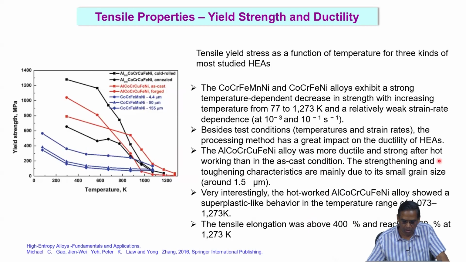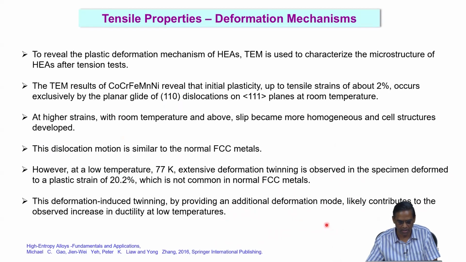See, this aluminum, cobalt, chromium, copper, iron, nickel alloy was more ductile and strong after hot working than the as cast condition. The strengthening and toughening characteristics are mainly due to small grain size. Interestingly, the hot worked alloy showed a superplastic like behavior in the temperature range 1073 to 1273. And the tensile elongation was above 400% and reached 860% at 1273. These are all very extraordinary properties which you cannot imagine in the conventional materials. Okay.